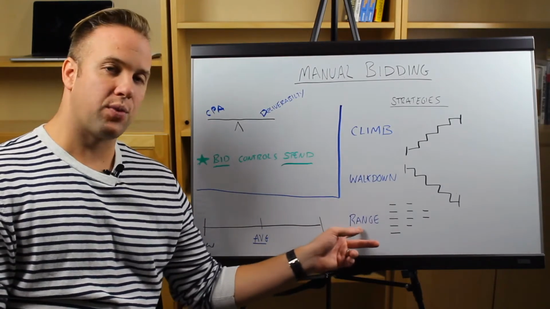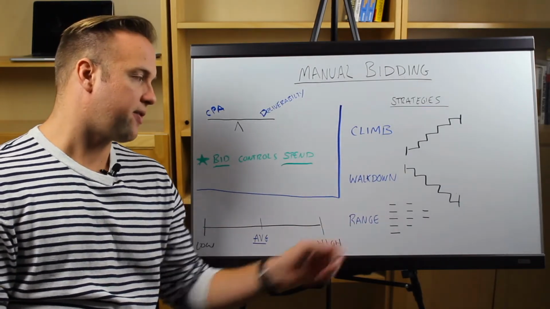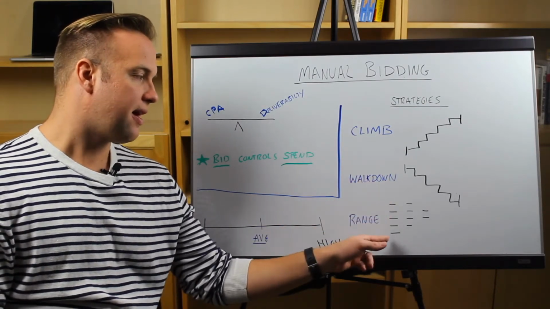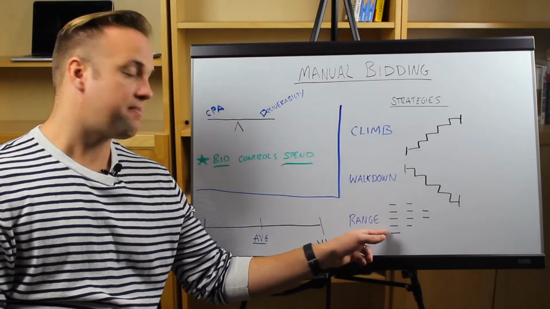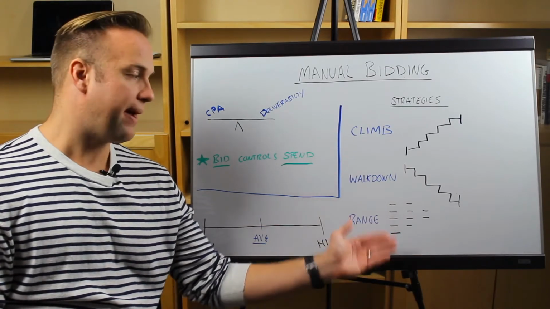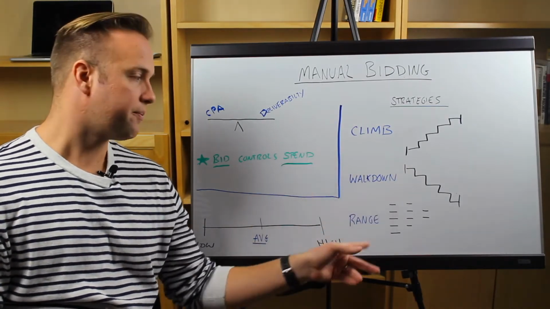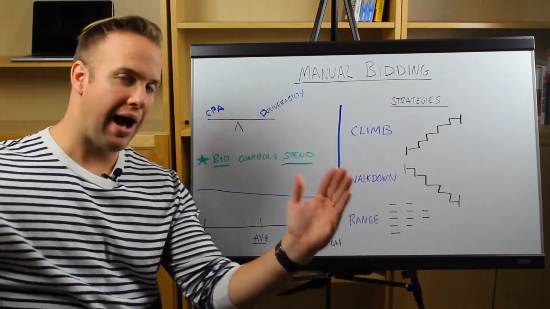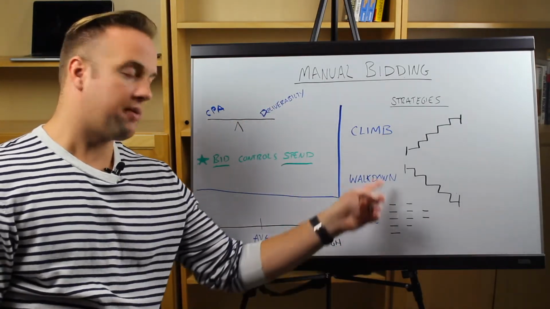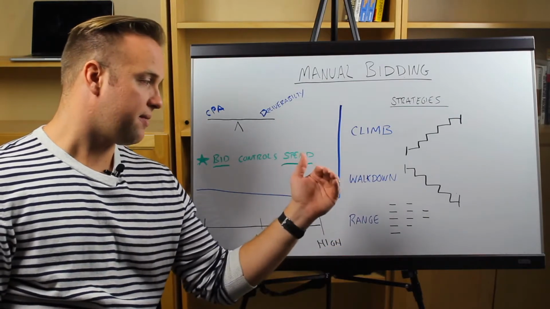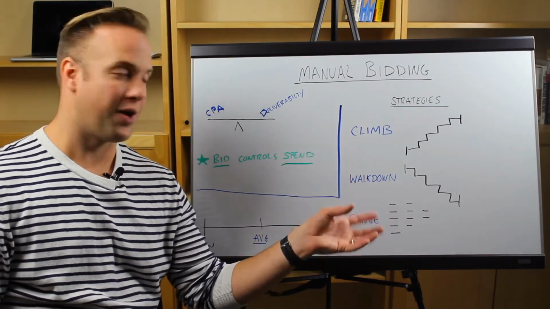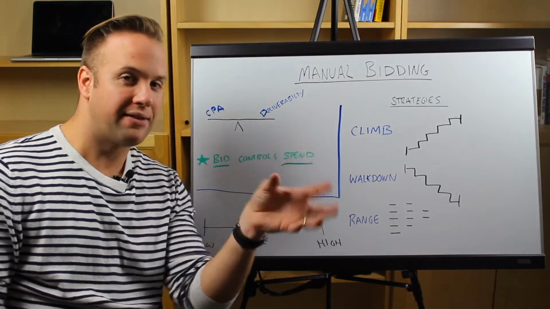So that said, we have the climb, we have the walk down, and then what we really recommend is this one called range, right? This is the range strategy, where if you picture these little tick marks as manual bids that you're running in parallel to each other at the same time, your goal is to bid from a low to a high bid and everything in between, and basically start cutting out the things that aren't working for you, and you're trying to manually balance the seesaw.